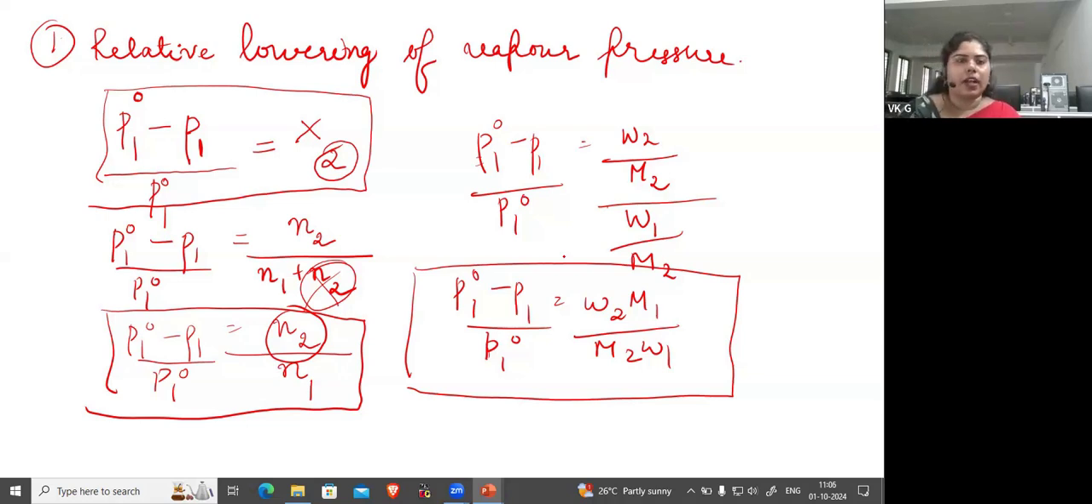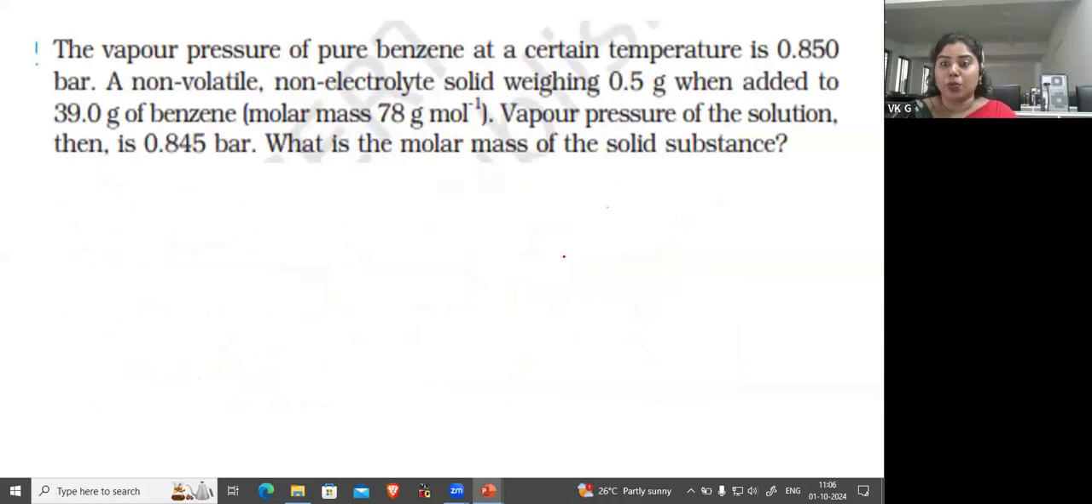Let's just try solving a problem, children. Then it will be much more clear to you how exactly you take it. First of all, read the question. And slowly I'll tell you how to crack and understand this question. Listen properly. The vapor pressure of... you have to understand the question as if you're doing this.